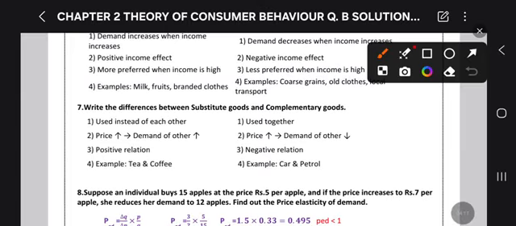Substitutes are used instead of each other. Complements are used together. Ink bottle and ink pen: the ink pen is closely linked with ink. For substitutes, when the price of one increases, demand for the other increases. For complements, when the price of one increases, demand for the other reduces.